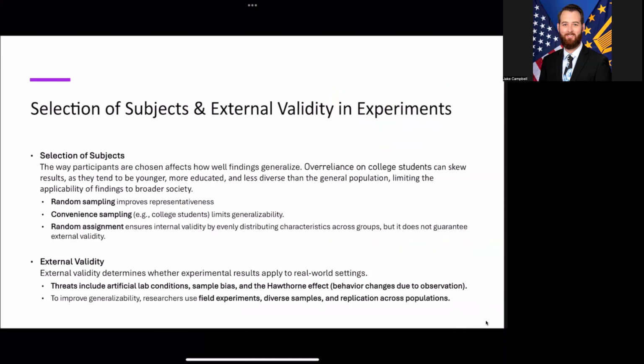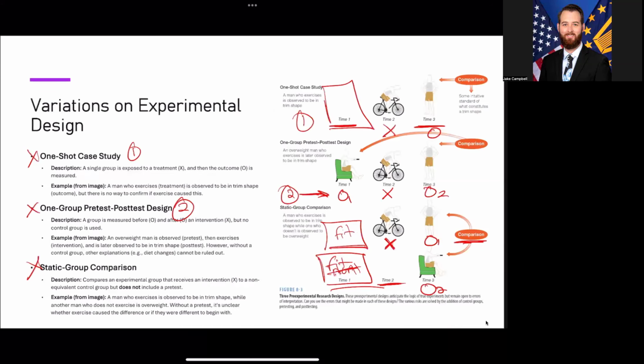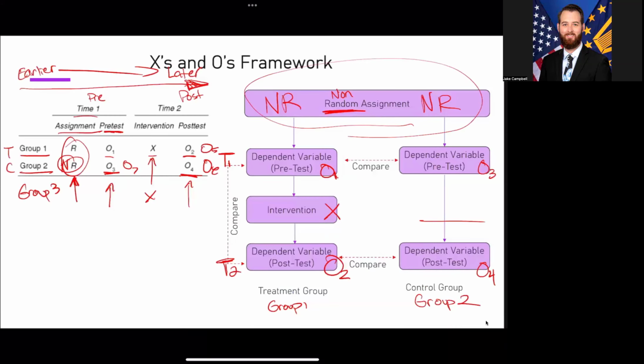Couple different points about experiments that folks should be aware of. Obviously, experiments, while they are considered the gold standard of research design, are not perfect. And so there are certain things that we should know about experiments as well. For example, selection of subjects. Who ends up in that group? If we go back to this point in time, who ends up here in the first group that gets randomly assigned? We need to think about how people end up in this group chosen in the first place and what that means for the experiment.